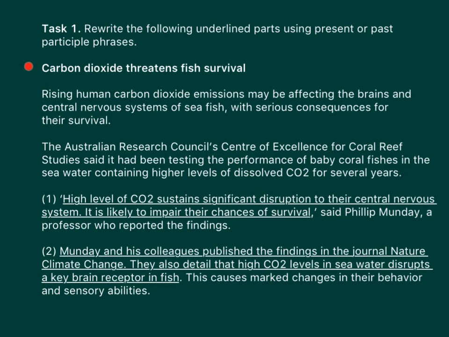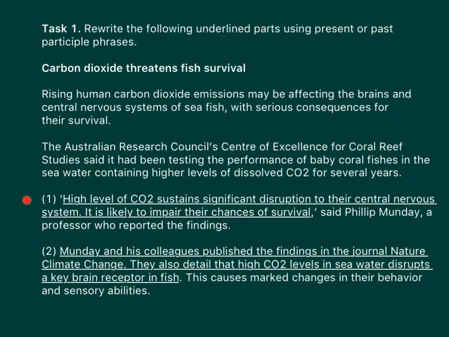Carbon dioxide threatens fish survival. Rising human carbon dioxide emissions may be affecting the brains and central nervous systems of sea fish, with serious consequences for their survival. The Australian Research Council's Centre of Excellence for Coral Reef Studies said it had been testing the performance of baby coral fishes in the seawater containing high levels of dissolved CO2 for several years.